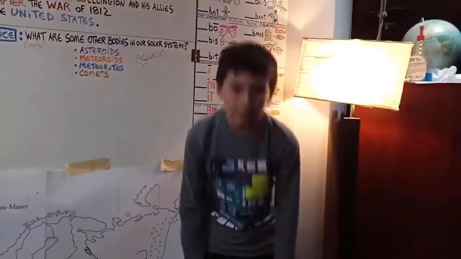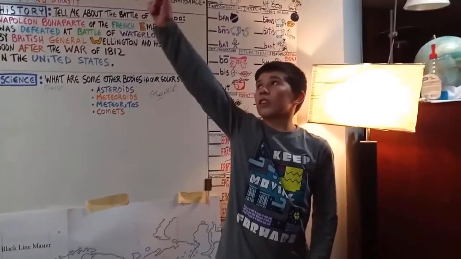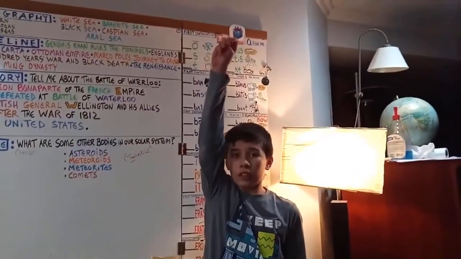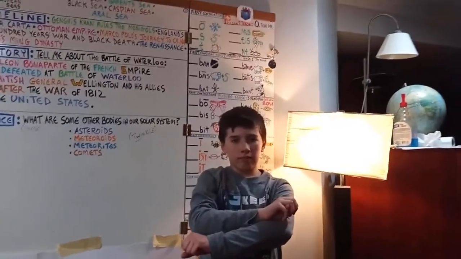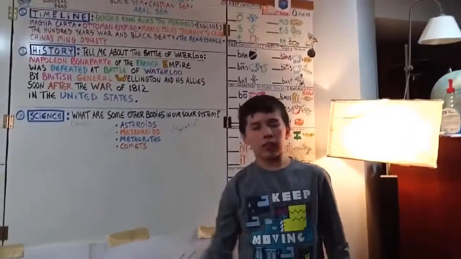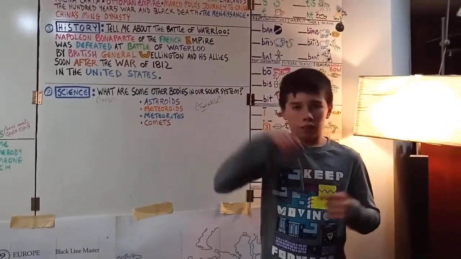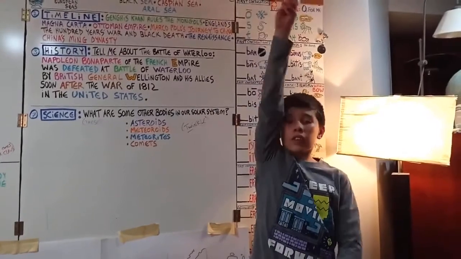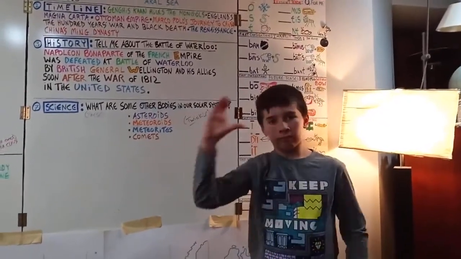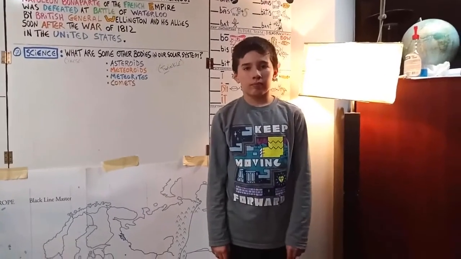Some other bodies in our solar system are asteroids. We make an A, and then M for meteoroid, and then meteorites, they hit the planet, and then comets. So again, what are some other bodies in our solar system? Some other bodies in our solar system are asteroids, meteoroids, meteorites, and comets. I'm going to do it to Twinkle, Twinkle, Little Star.